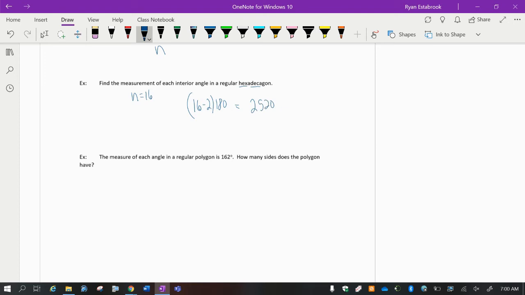So if we want to know how big one is, we're going to divide that by 16 to give us a total of 157.5 degrees. So if we have a regular hexadecagon, a regular polygon with 16 sides, each of these interior angles is going to be very big, getting close to 180 degrees, and it just very slowly is going to start bending around. Eventually, we'll have all 16 of those sides closing up with each of those interior angles at 157.5.